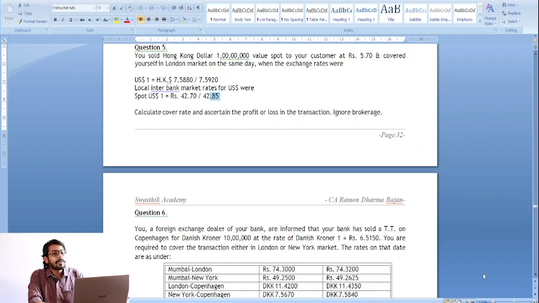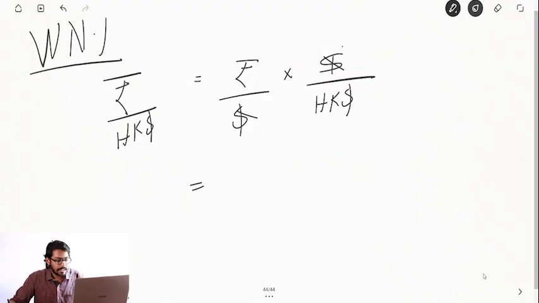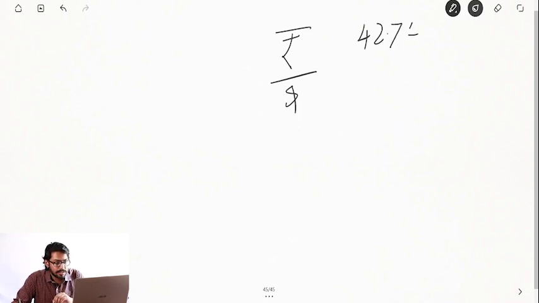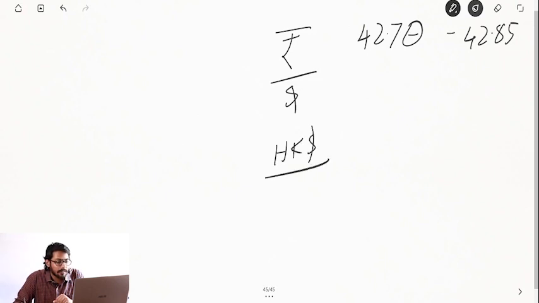Rupee by dollar. What are you doing? You are buying. Let's write the rates in the notebook itself. The rates given in the question are rupee by dollar 42.70 and 42.85, and you are also given Hong Kong dollar by dollar.